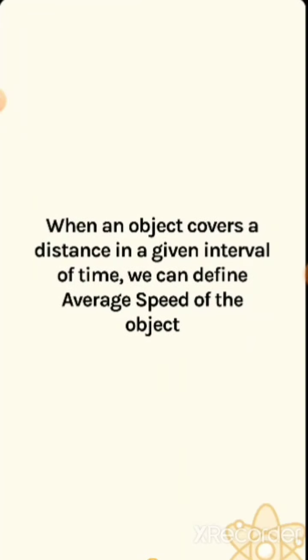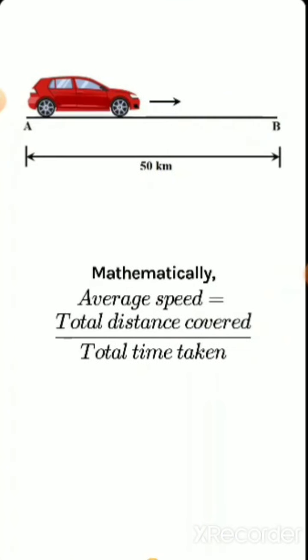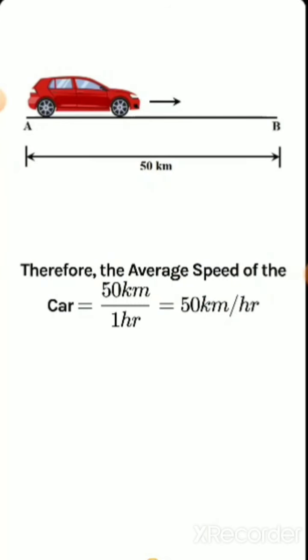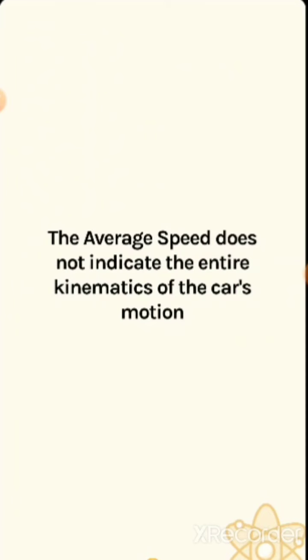When an object covers a distance in a given interval of time, we can define average speed of the object easily by applying the formula: average speed is equal to total distance covered divided by total time taken. So here how much distance is covered? 50 km, divided by how much time is taken? 1 hour. So 50 divided by 1 is equal to 50 km per hour, which is the average speed of the car. The average speed does not indicate the entire kinematics of the car's motion.